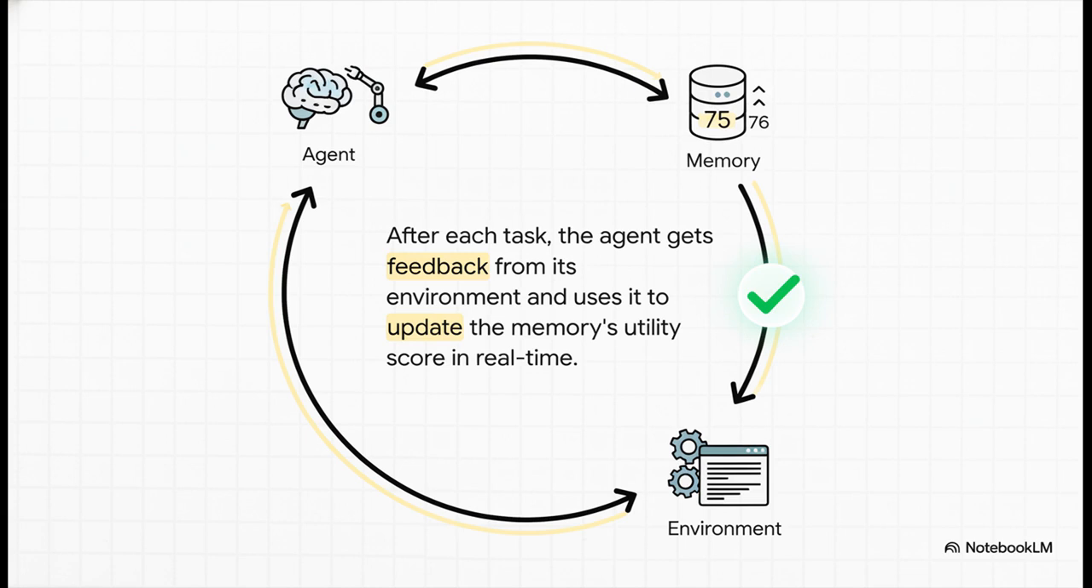In a software context, that environment could be your CI/CD pipeline. Did the tests pass? Success. Reward is high. Did the build fail? Failure. Reward is low. That feedback loop directly updates the utility score of the experience the agent just used.